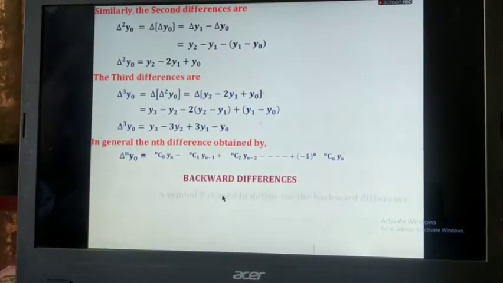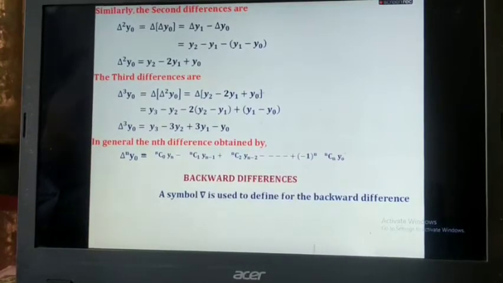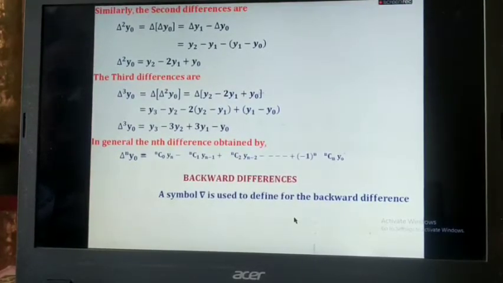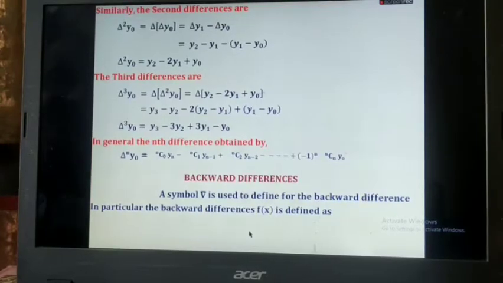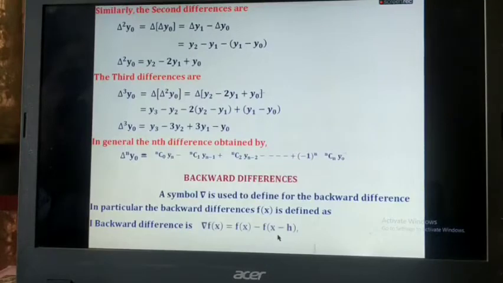Similarly, in the same way we can define the backward differences. A symbol del is used to define the backward differences. Delta is for the forward and del is for the backward. In particular, the backward difference of f of x is defined as del of f of x is equal to f of x minus f of x minus h.